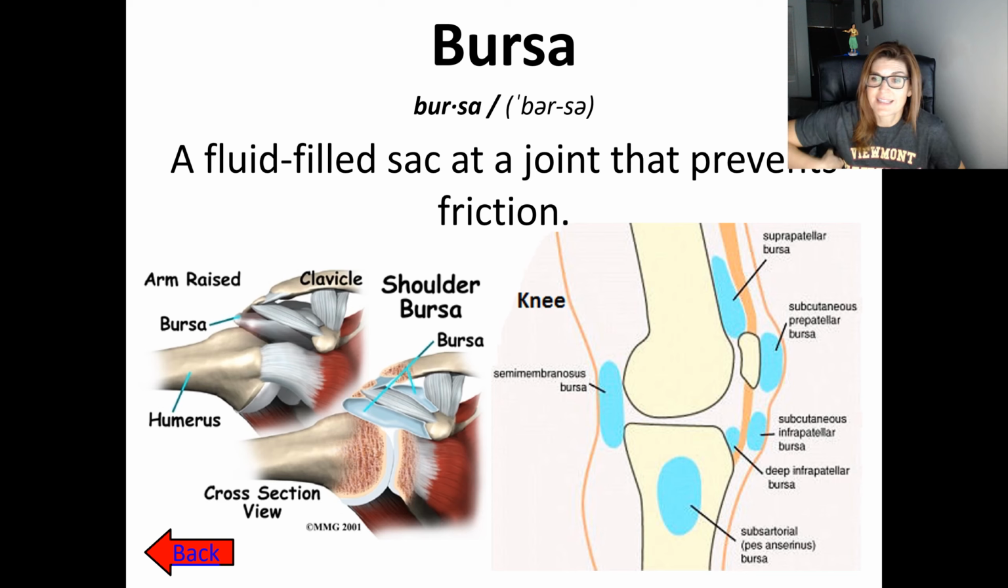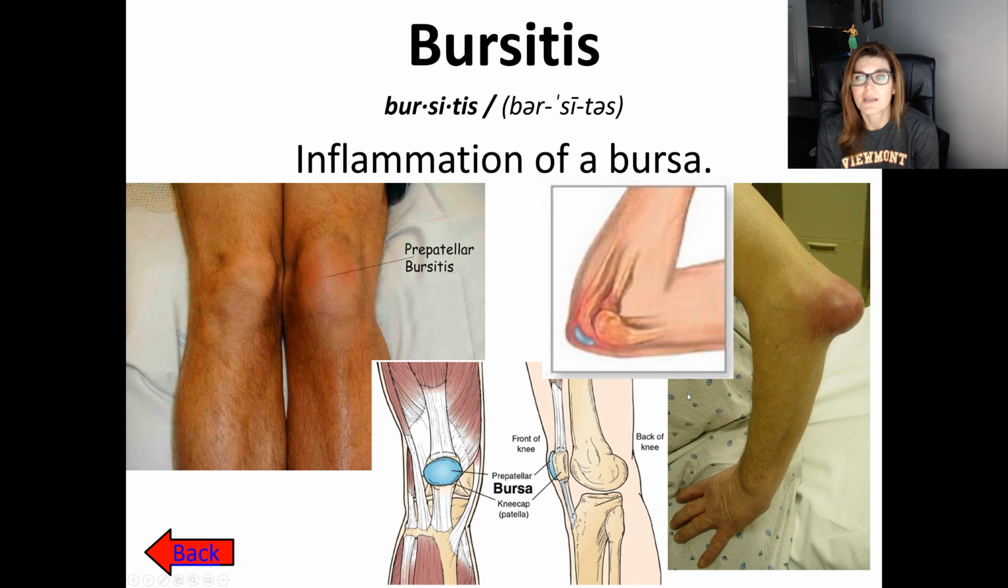You've got bursa in the knee. So remember, if you get inflammation of the bursa, you get bursitis. If you've ever seen an elbow like that one on the far right, I used to have a student that had that problem. So she had some pretty bad bursitis, and it would tweak your elbows out like that.